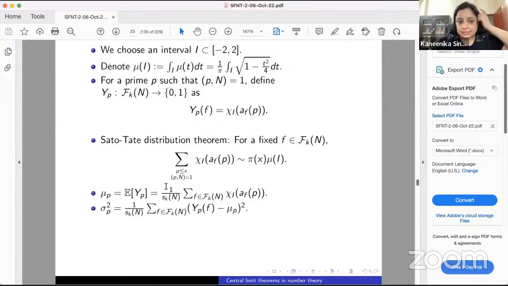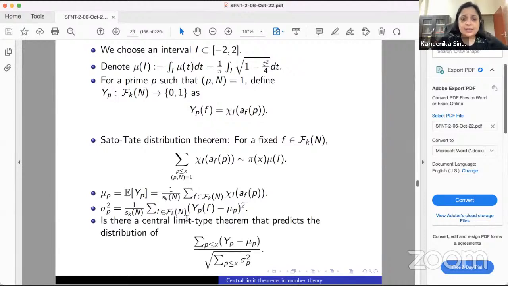Then you can ask other questions about variance, and then you can ask if a central limit type of theorem holds for these Y_P's, for sums of these Y_P's. And it turns out in this case, if you wanted to find asymptotics for the variance, for a fixed prime P, this has not been done. We don't seem to have the tools to do it.